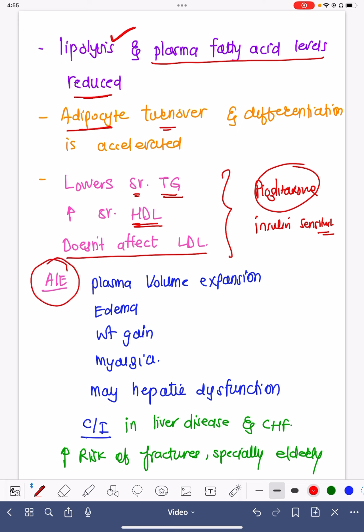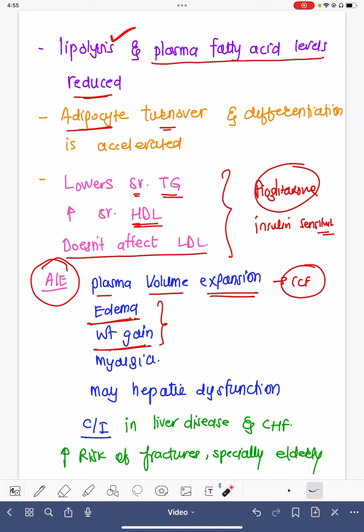The adverse effect of this pioglitazone is it causes plasma volume expansion. That is the reason why it is not a good option in congestive cardiac failure. That is the reason why it is not a drug of choice for those patients who have low EF, those patients who have recurrent hospitalizations. We usually don't advise such patients to be put on this pioglitazone. It very commonly causes edema and weight gain. That is the reason why it is not a good drug for those patients with diabetes who have heart failure or recurrent hospitalization, or those patients who already have edema, or those who are obese.